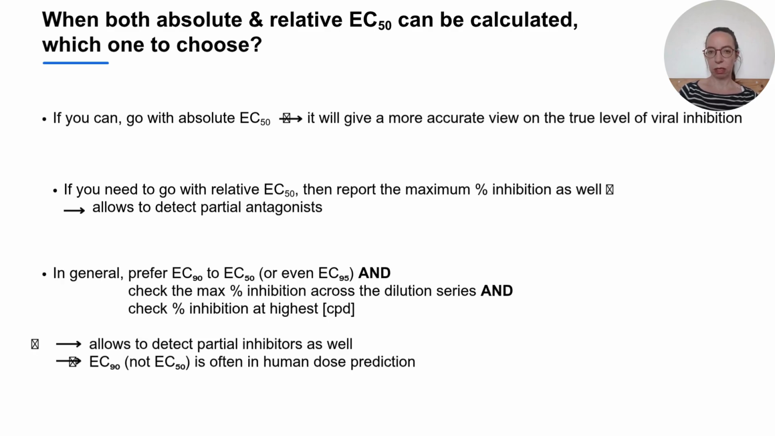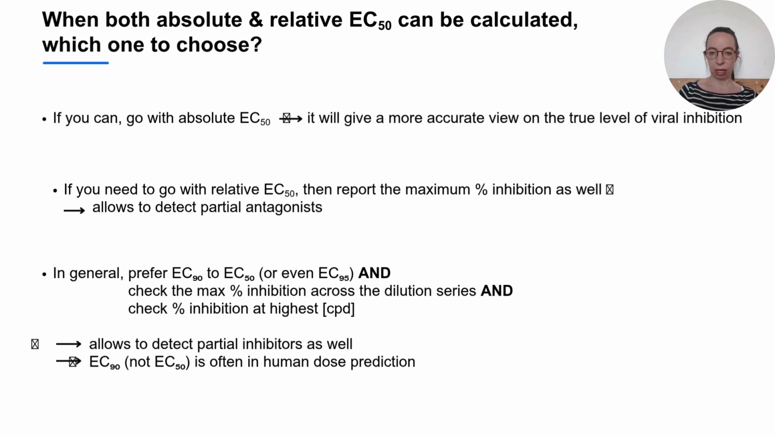Another point, we now discuss a lot about EC50, but EC50 only represents 50% inhibition. Most of the time, you don't want to go for 50% inhibition. You want to go for full inhibition, and thus prefer EC90 over EC50, or even EC95. So absolute EC90 or absolute EC95. Do check the maximum percent inhibition across the dilution series. So that will allow you to detect if there are partial antagonists.